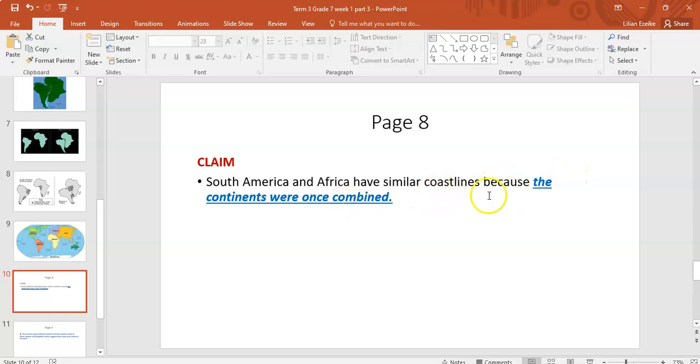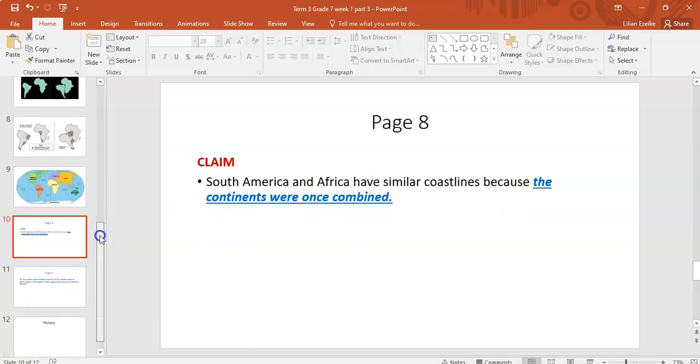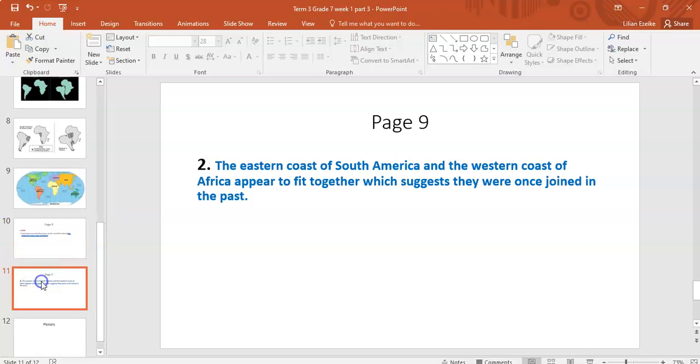The reason is because the continents were once combined. You can put it in your own way, as we always do. Try to make your own sentence if you can. Now quickly we go to the next page.